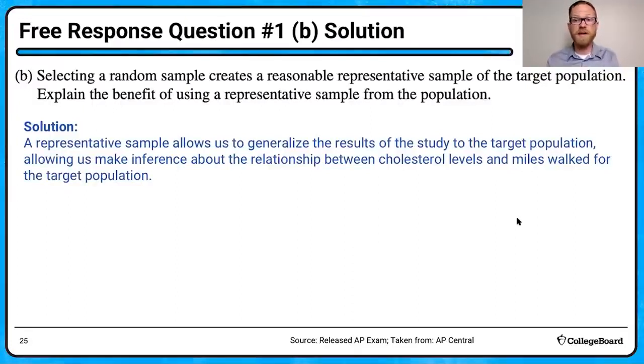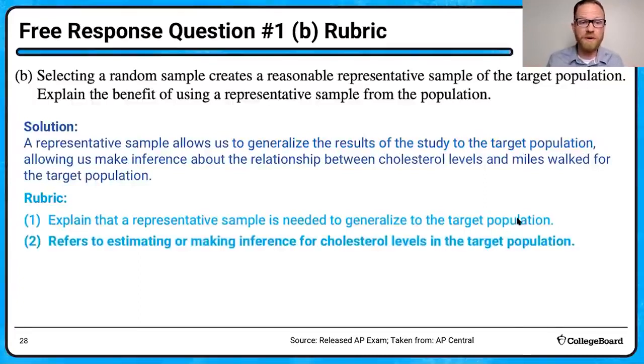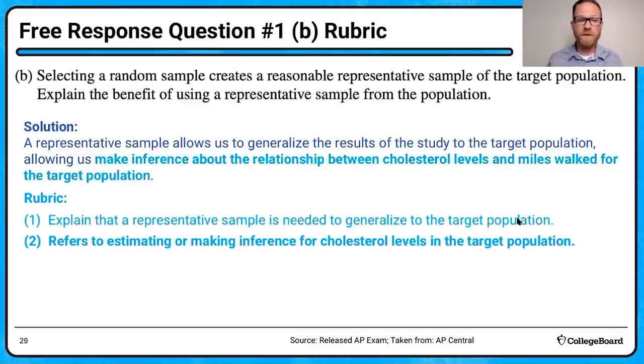Now let's take a look at the rubric and try to figure out where we are getting our credit in this model solution here. So the first part of the rubric says that we need to explain that a representative sample is needed to generalize to the target population. Well, we said that in the first sentence here, where we said generalize the results of the study to the target population. Now the second part of the rubric says that we need to refer to estimating or making inference for cholesterol levels in the target population. Well, if you look at the model solution, we did that right here where we said make inference about the relationship between cholesterol levels and miles walked for the target population.